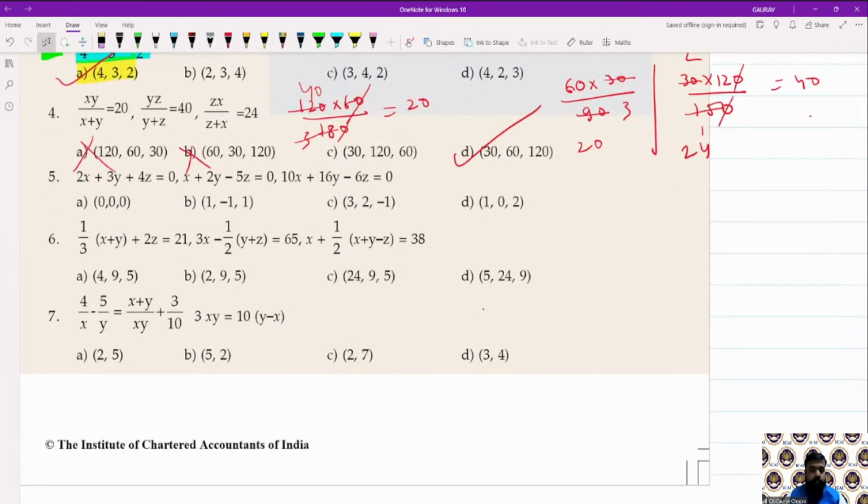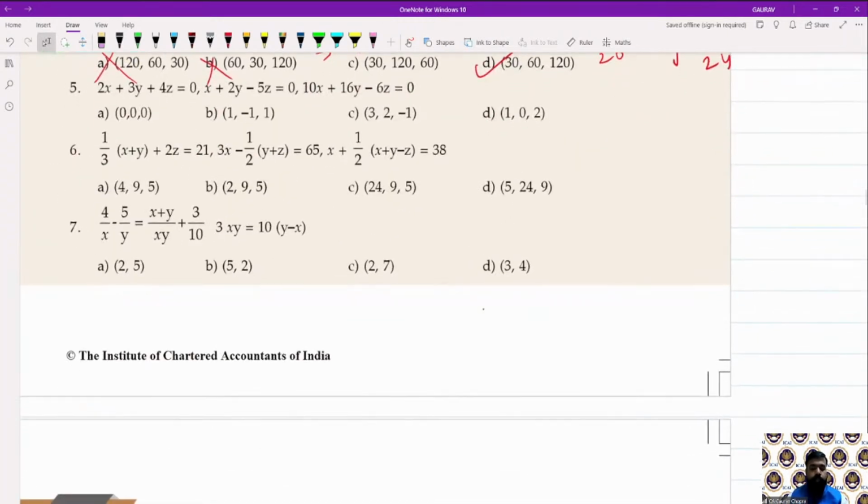So next one, question number 6. X, Y, and Z. Again, 3 variables are given. Let's check which option is correct. 495, 295, 2495, and 5249. So which is satisfying all the equations? Lisa is saying option number C. So Lisa says option number C. Let's check whether option number C is correct for 6 or not.